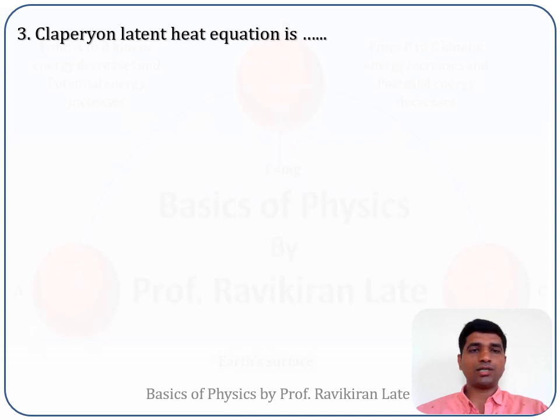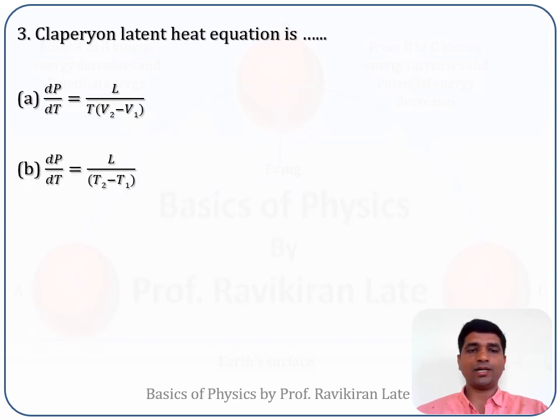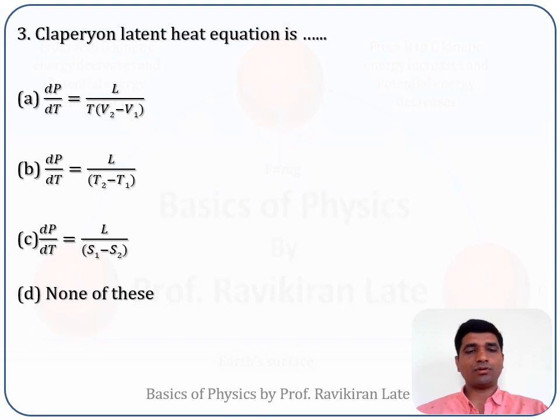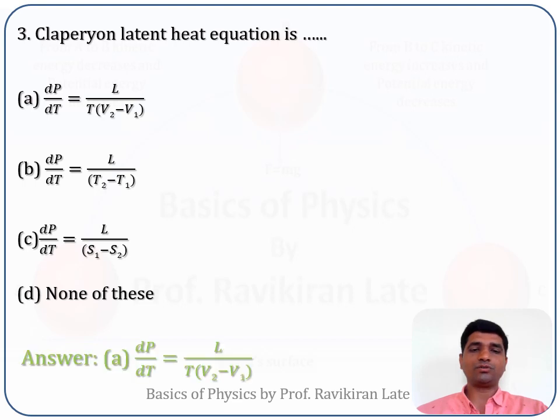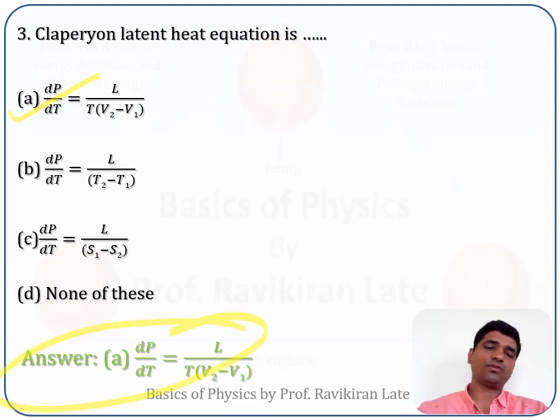The third multiple choice question is: Clapeyron's latent heat equation is, first, dP by dT is equal to L upon T into (V2 minus V1); second, dP by dT is equal to L upon T2 minus T1; third, dP by dT is equal to L upon S1 minus S2. We just saw the correct latent heat equation, dP by dT is equal to L upon T into (V2 minus V1). So the correct answer is option A.